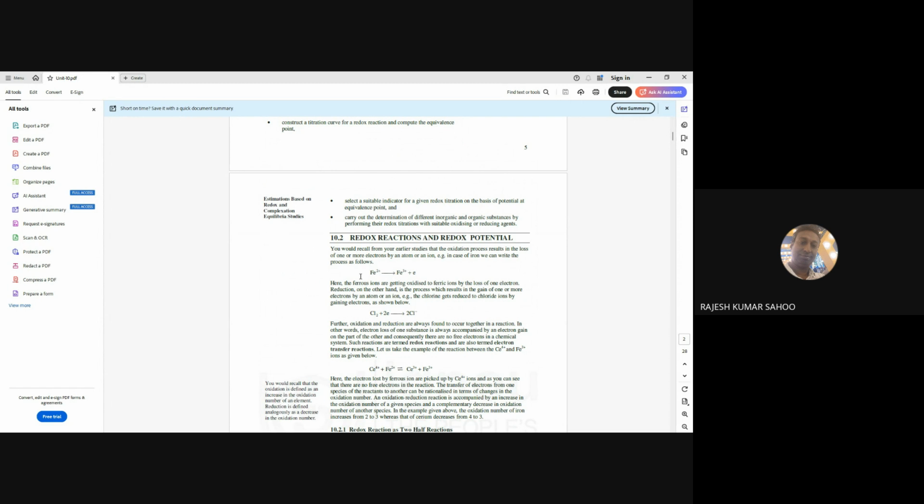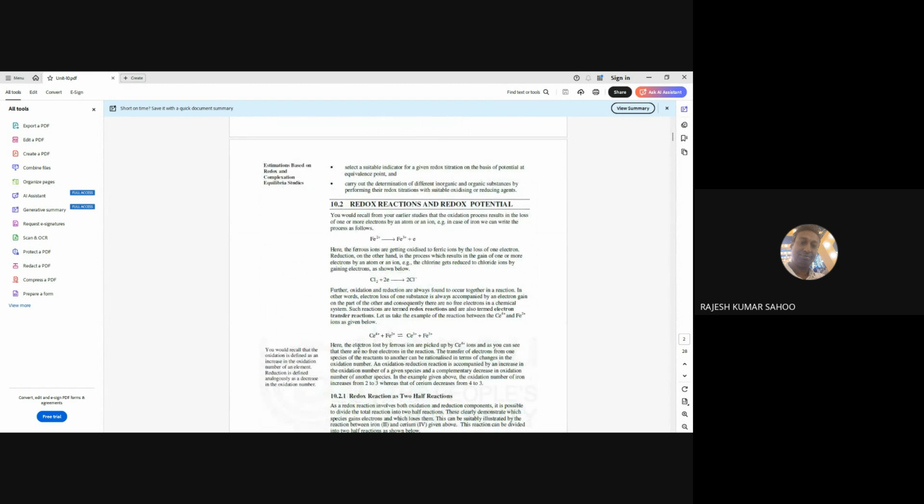Or you can say increase in oxidation number. Fe2+ to Fe3+, there is an increase in oxidation number, then also it is called oxidation. Similarly, decrease in oxidation number, you can see Cl2 plus 2e to 2Cl minus. The oxidation number goes from 0 to minus 1, it is decreasing. So decreasing oxidation number is reduction, increasing oxidation number is oxidation. And you can see simultaneous reactions: cerium 4+ to cerium 3+ is decreasing, and Fe2+ to Fe3+ is increasing. Hence the reaction is called the redox reaction.